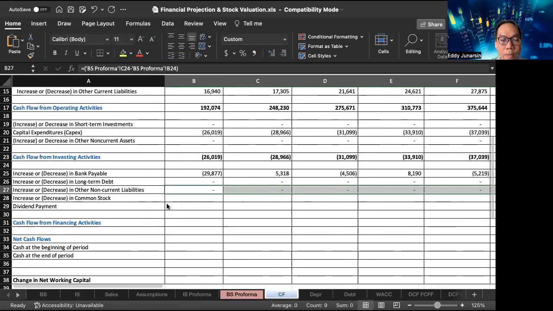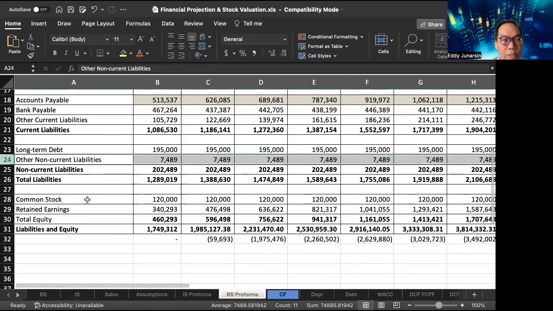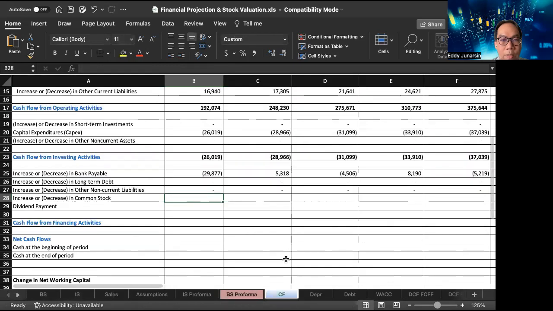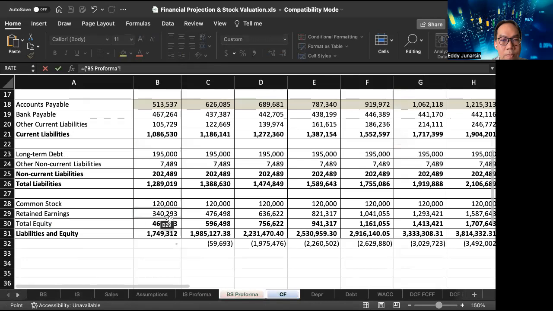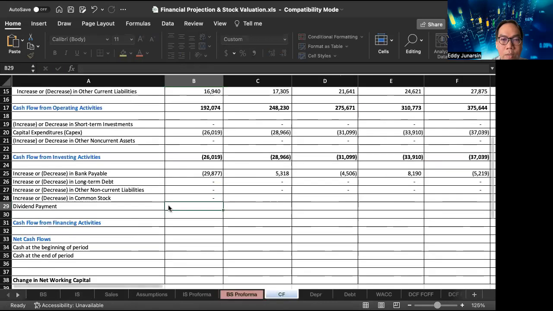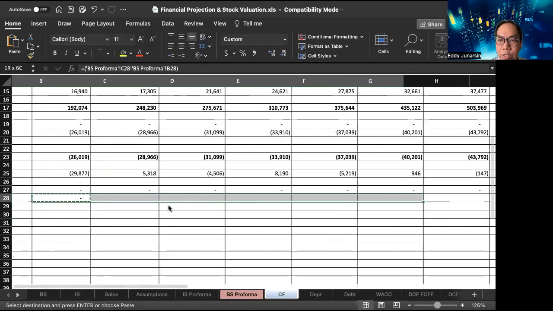Then common stock. There's no more on the liability side. Now common stock. 2021 minus the one in 2020. Also no increase nor decrease.